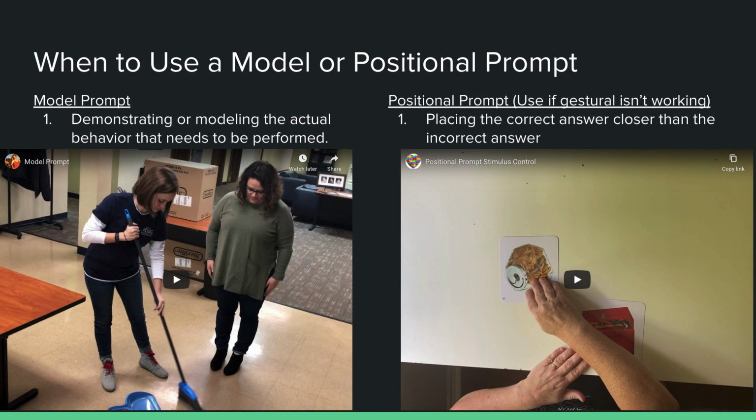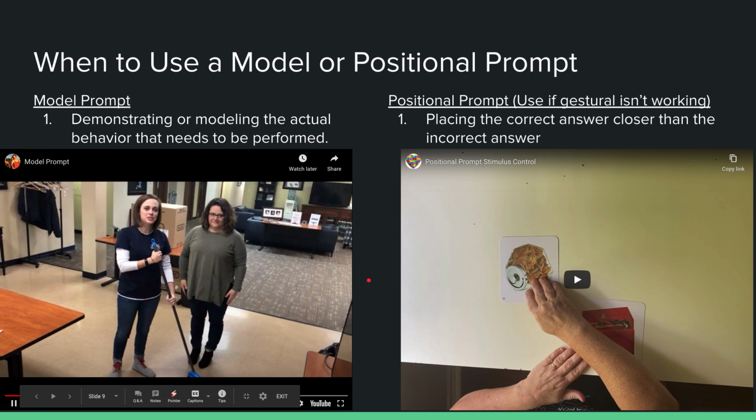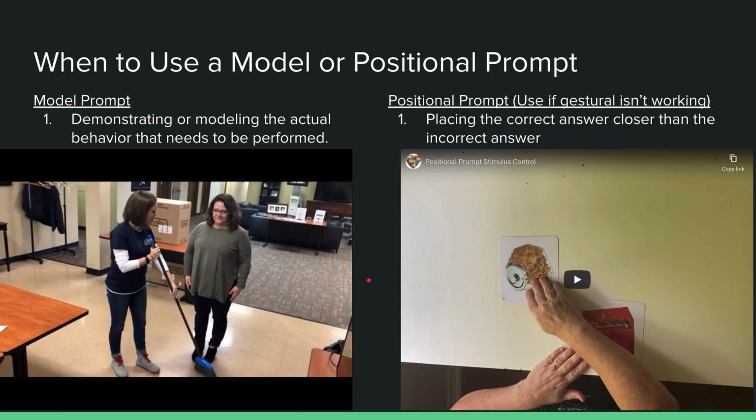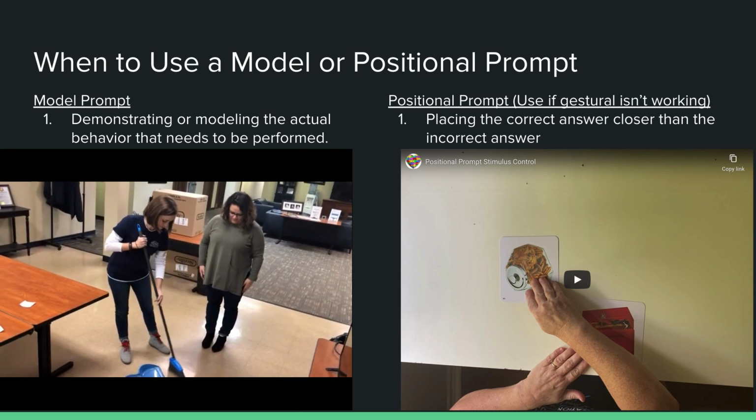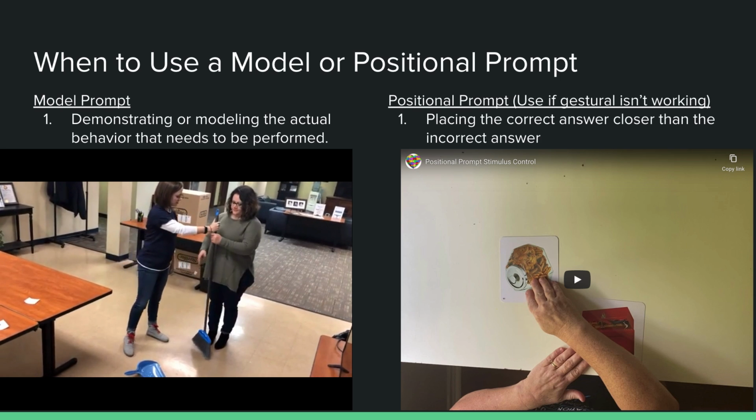All right, so let's talk about the other alternatives to gestural prompting, which is either a model or a positional prompt. A model prompt basically involves demonstrating or modeling the actual behavior that needs to be performed. All right, so let's look at a model prompt. I'm now going to demonstrate a model prompt. Watch me. You do it.